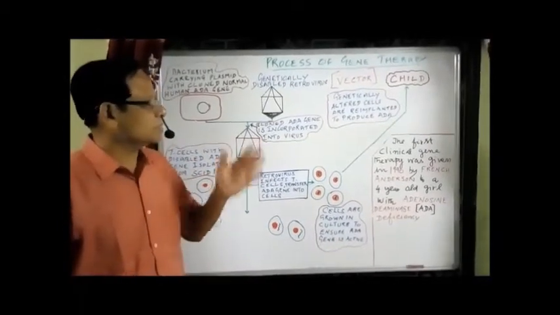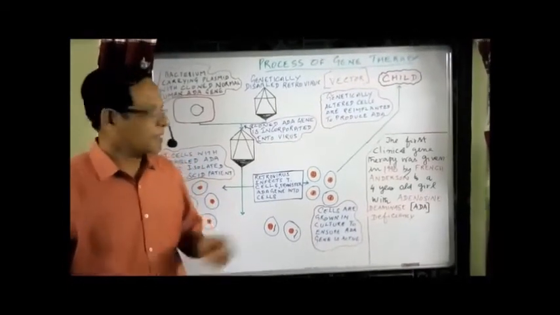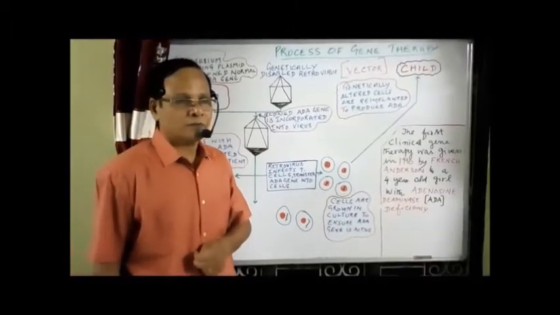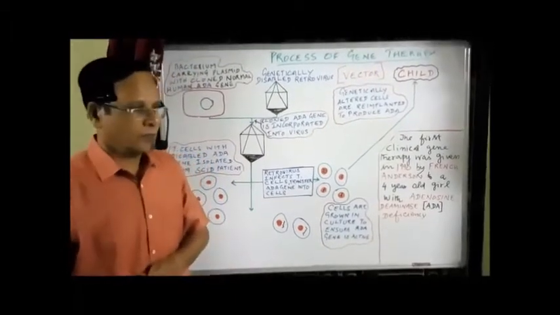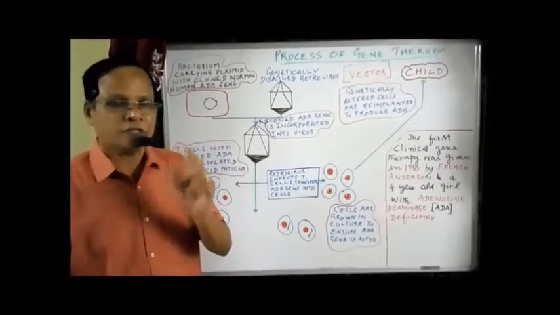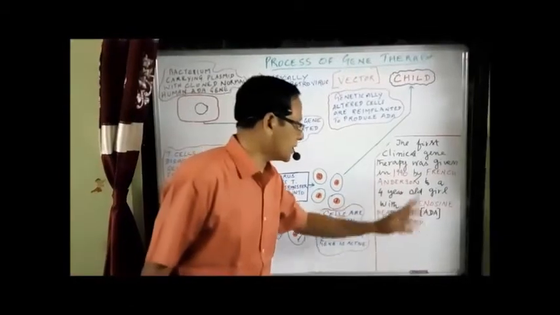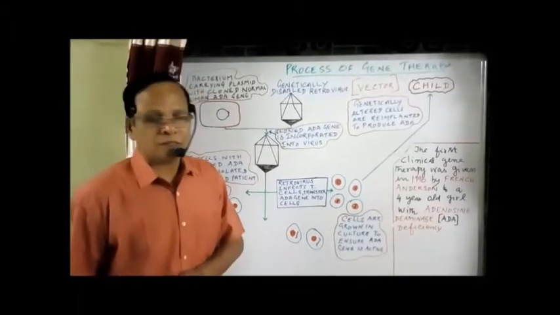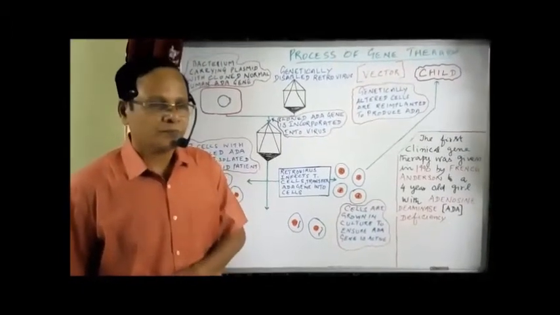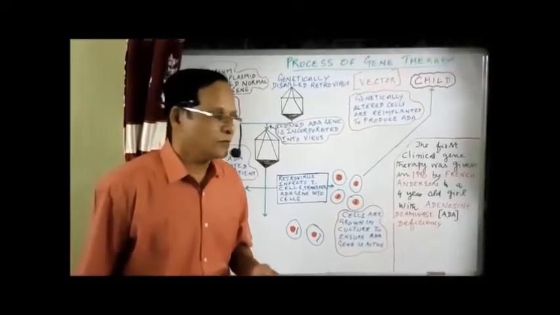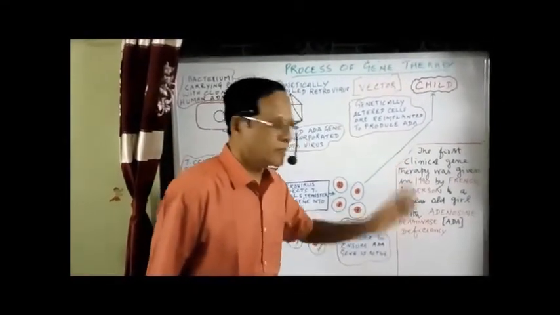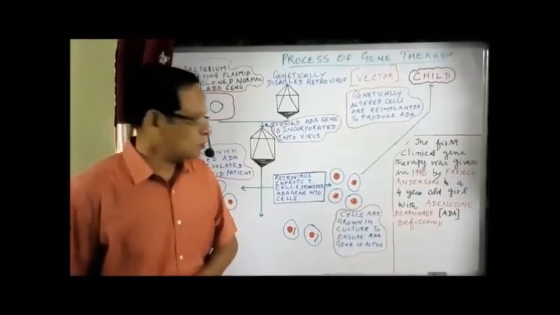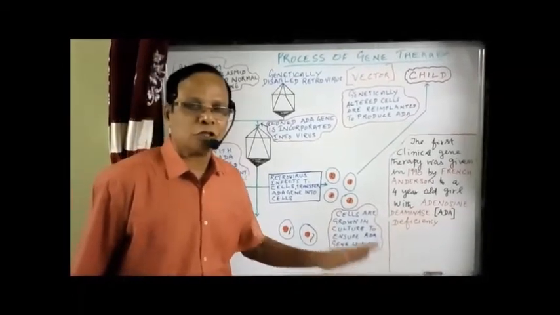Now, the first clinical gene therapy was given in 1990 by French Anderson to a 4-year-old girl who was suffering with adenosine deaminase deficiency, normally called ADA. This disease is an autosomal recessive gene disorder because the normal gene which produces an enzyme called adenosine deaminase undergoes mutation to form a recessive gene. So the enzyme production is stopped.